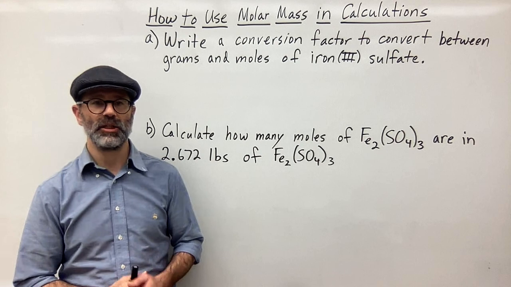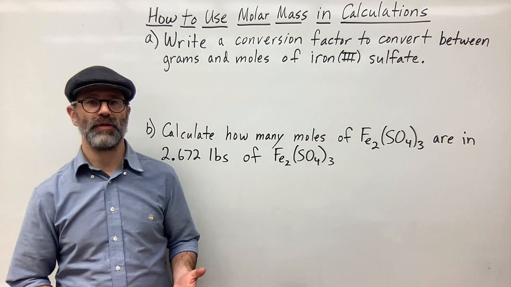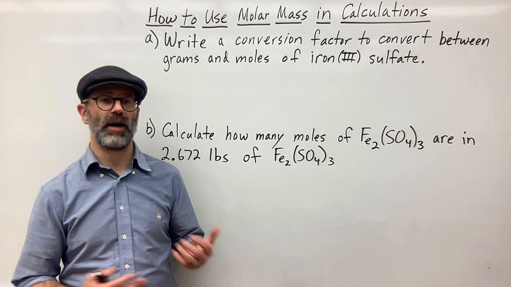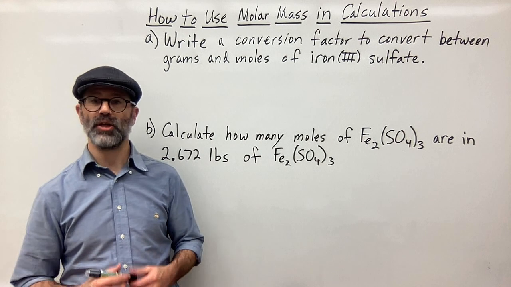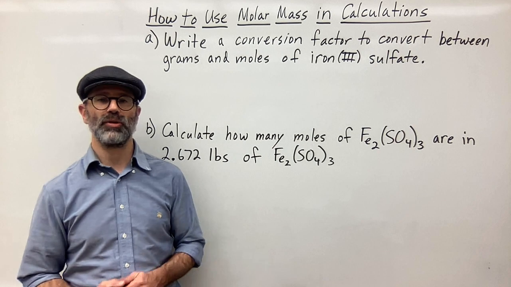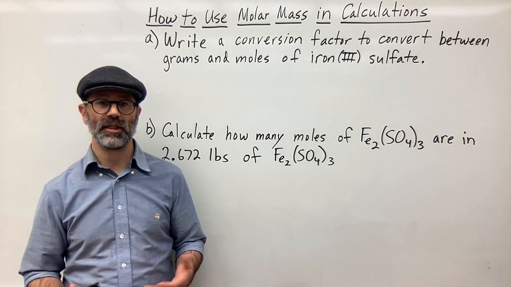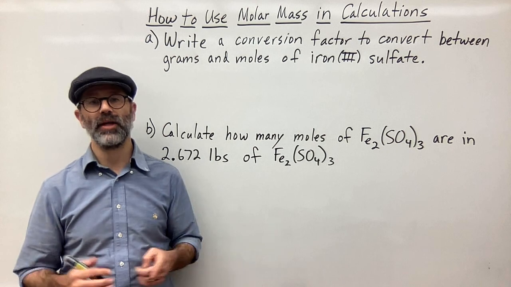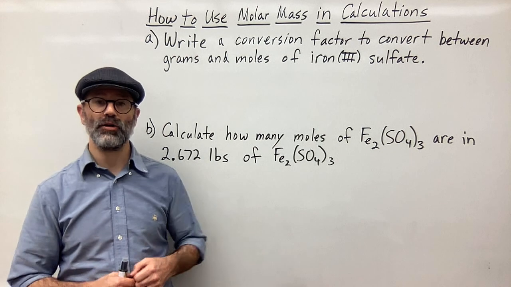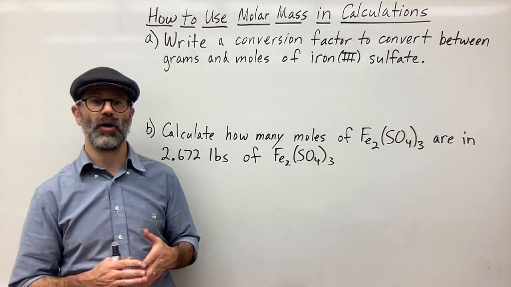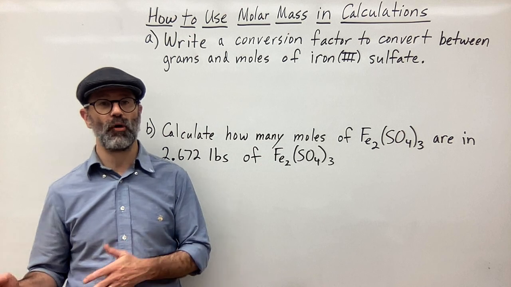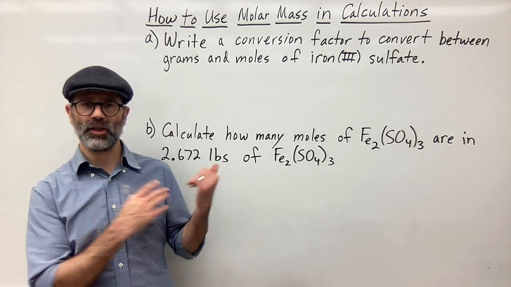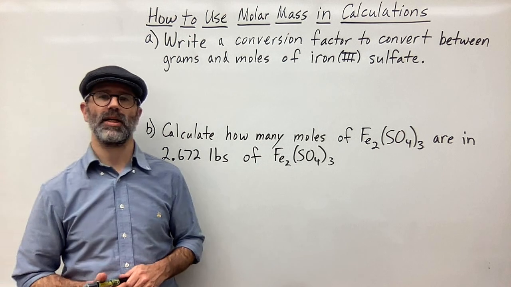In this particular problem, we're asked to write a conversion factor to convert between grams and moles of iron 3 sulfate. Well, we need to know what iron 3 sulfate is and what the formula is, so we need to write the formula from the name. If you don't know how to do that, then go to my earlier videos where I show you how to go from the name to the formula and the formula to the name. So let's go ahead and find the formula for this name.